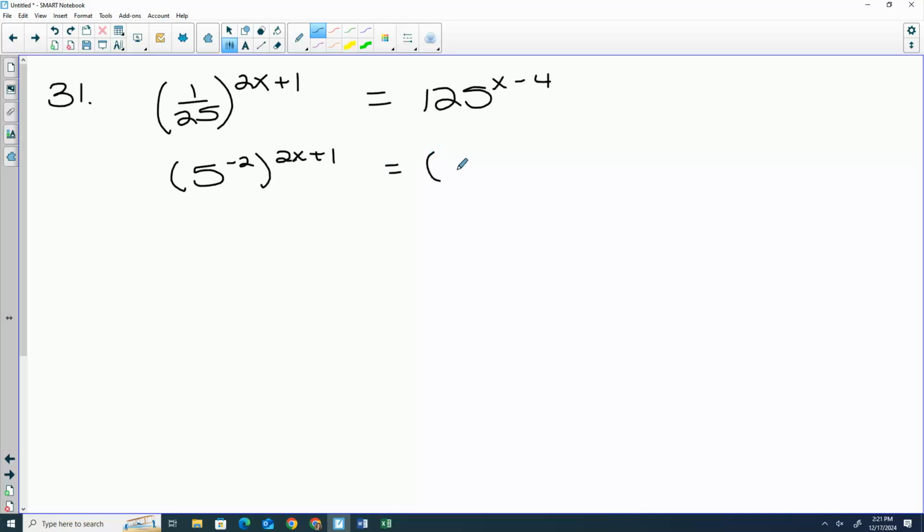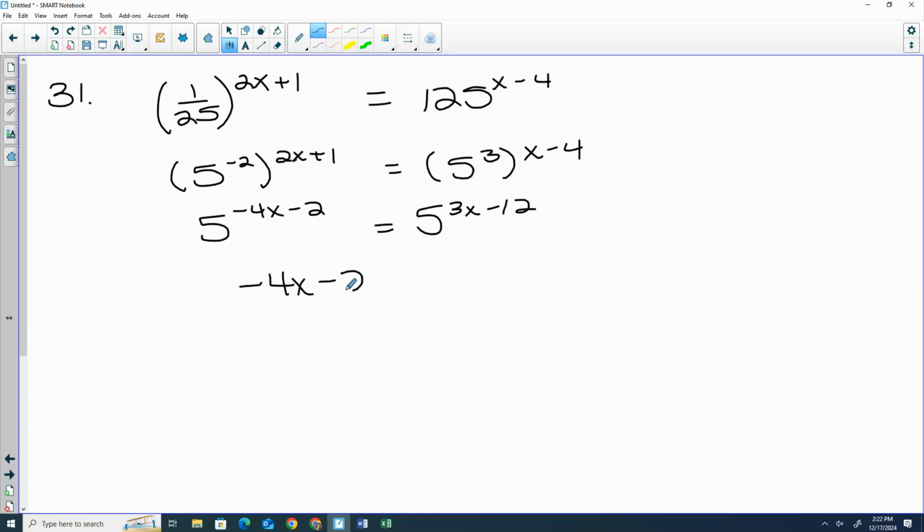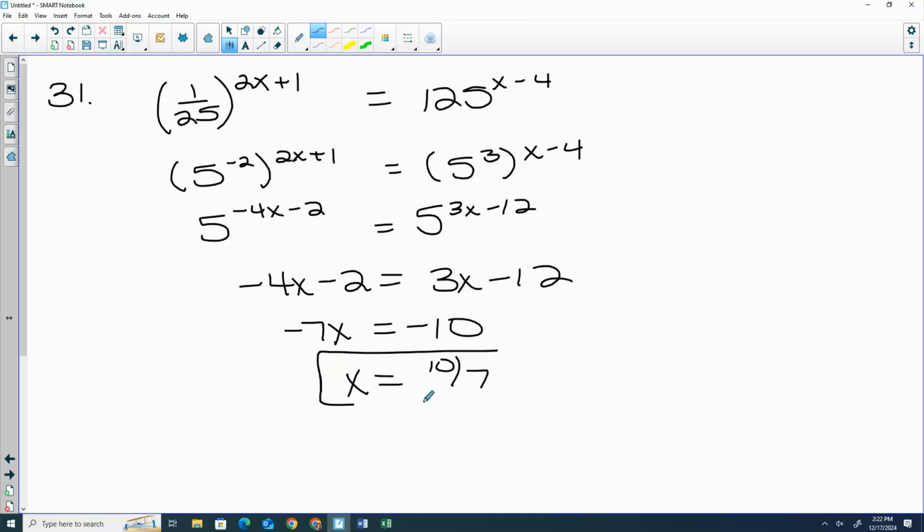and 125 would be 5 to the, power to a power, what do we do with our exponents? We distribute that all the way through. Then, if we have the same base on each side, what can we do? So if I subtract over my 3x, negative 7x, add my 2, divide, and we get 10 over 7. You can always check those by plugging them back.